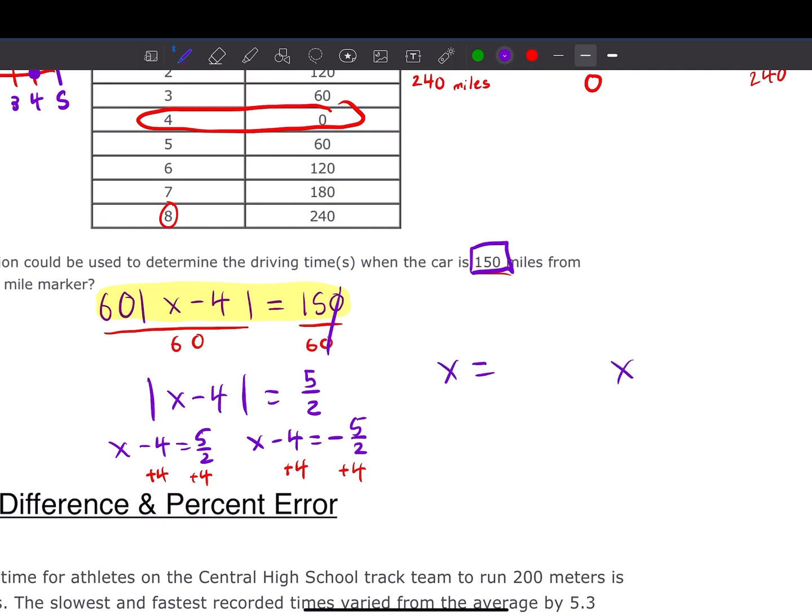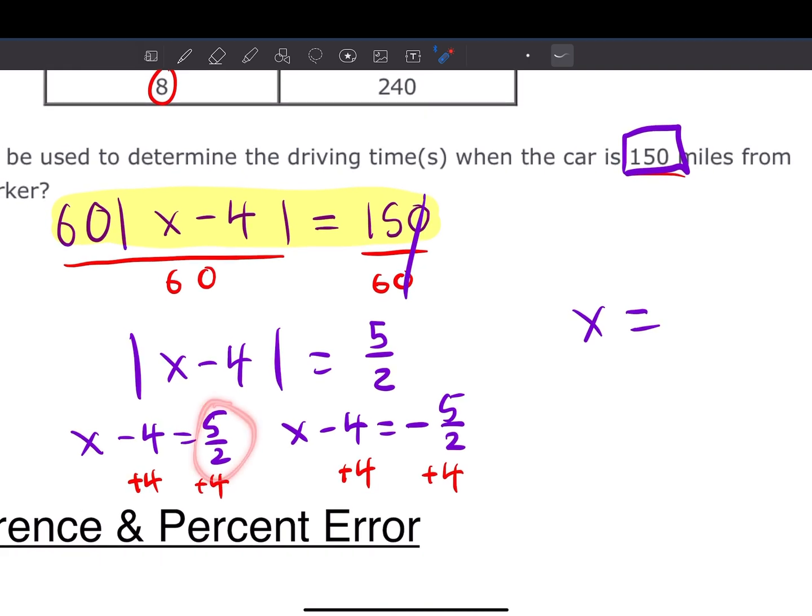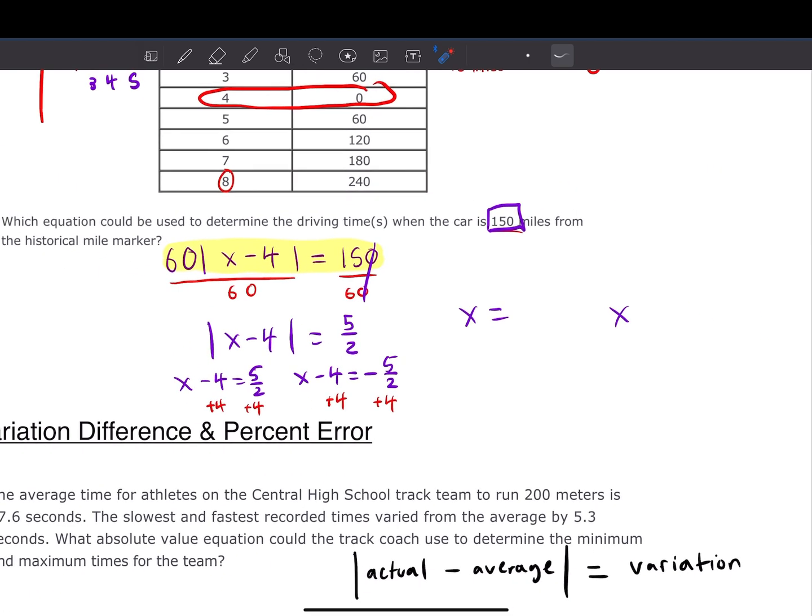Although fractions are, let's see. 5 halves plus 4. 4 is 8 halves. So that is 5 halves plus 4, the same as 5 halves plus 8 halves, because 8 divided by 2 is 4. So 8 plus 5 is 13 halves. So we got 13 halves. And then we have x equals negative 5 halves plus 4. So that's 4 minus 5 halves, the same thing as 8 halves minus 5 halves, which is 3 halves.